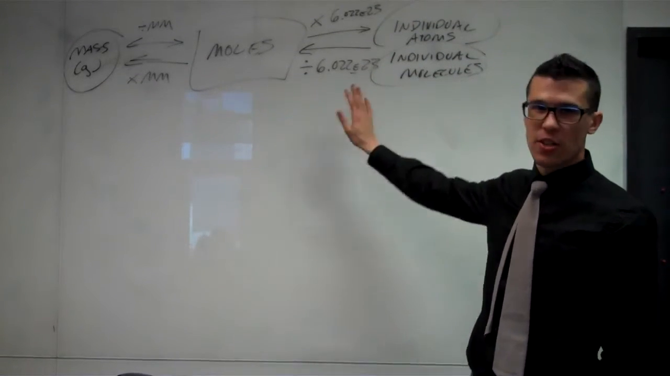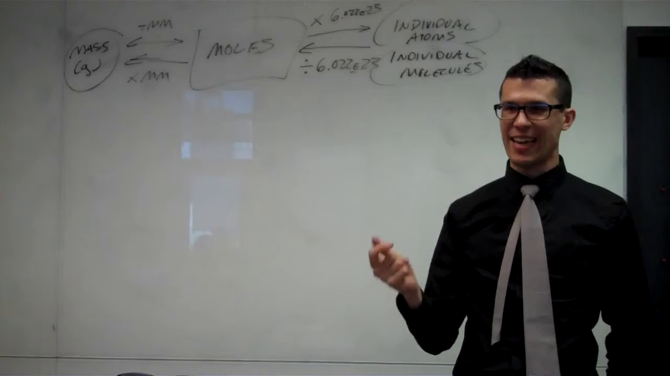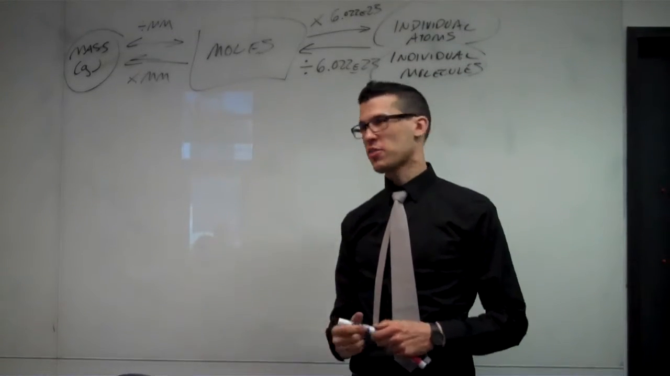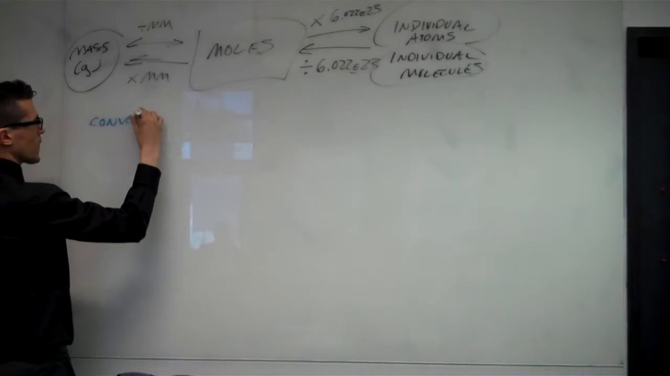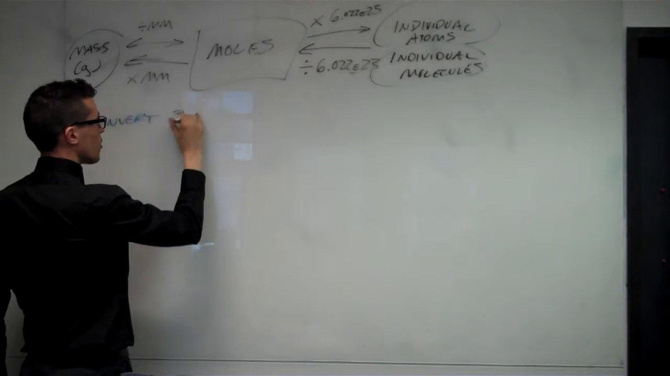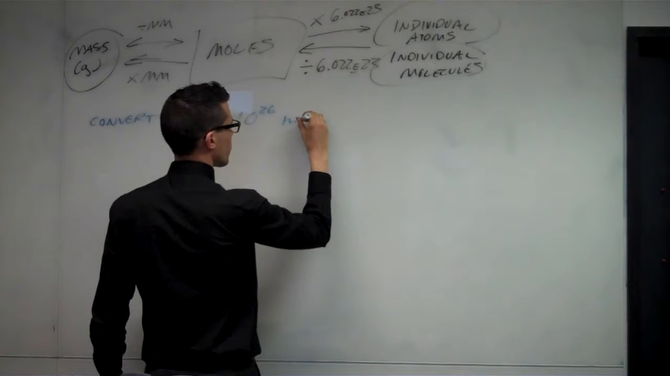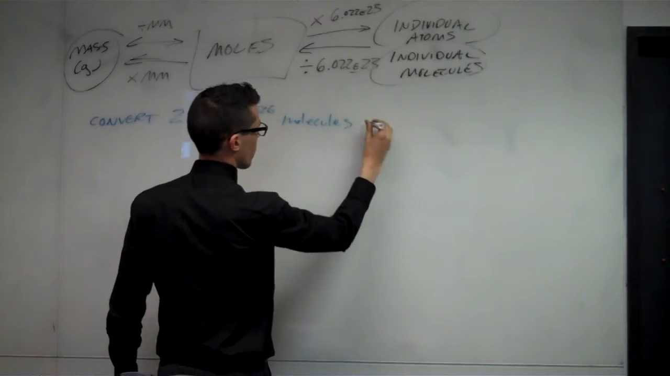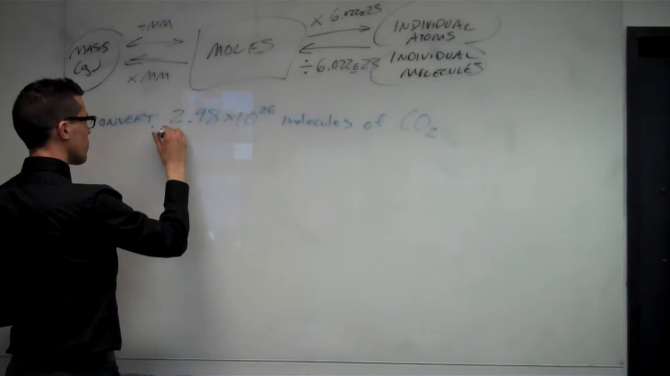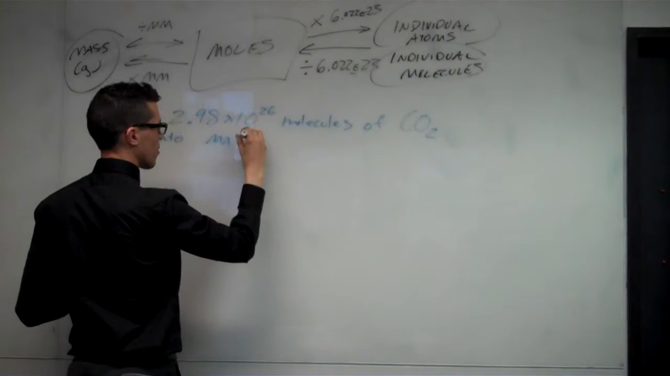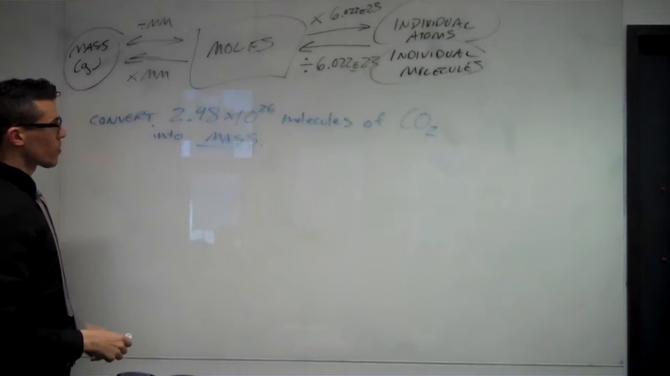So I can ask you lots of questions about this. I'm going to say one right now, and you guys are going to be able to go through it like lightning. It's one of the hardest kinds of questions you can ask for these. I'm going to say convert, I'm just making this up right now, 2.98 times 10 to the 26th molecules of CO2. I'm going to stick with CO2. Convert that into mass, or grams, either one.